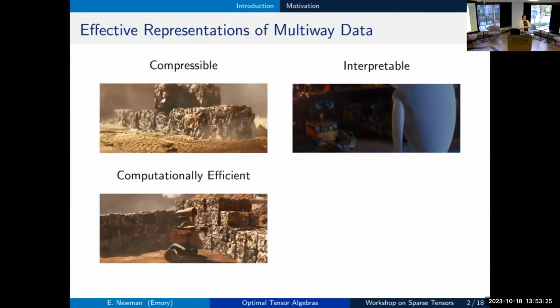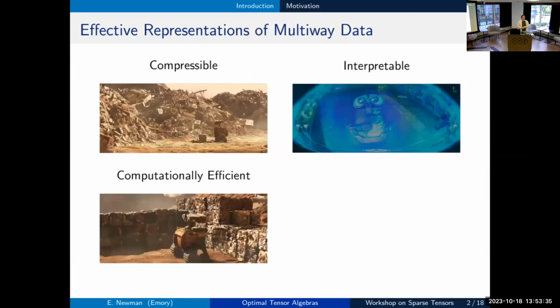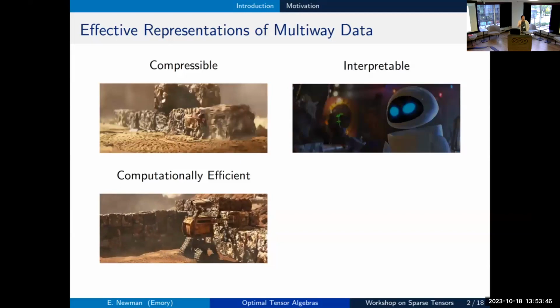A Tucker decomposition might be good for that kind of property. Might look for interpretability using something like CP. We've seen some talks that cover that. Might look for something that's computationally efficient, solving PDEs, having that format that you can implement really efficiently. I want to add one more adjective for you to consider as you build up these representations.